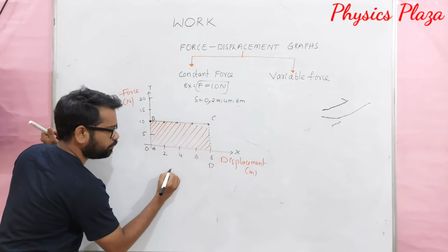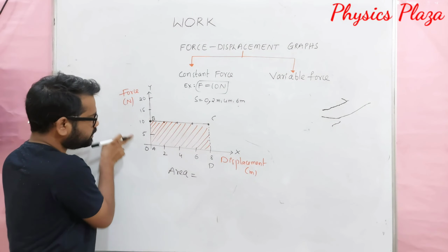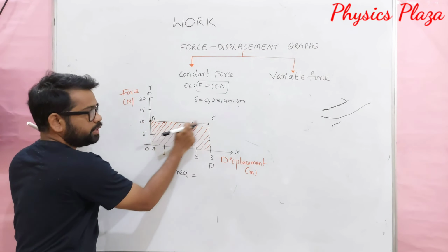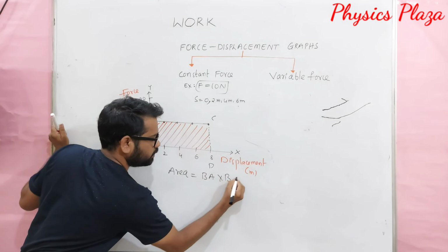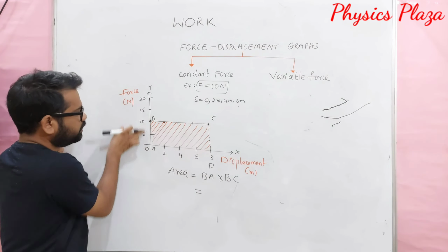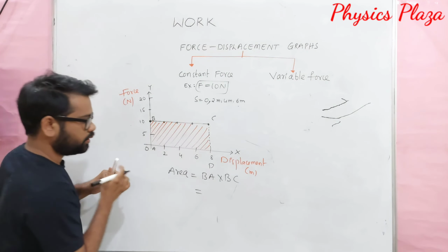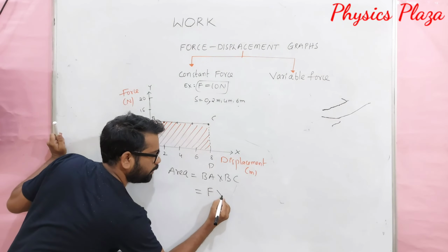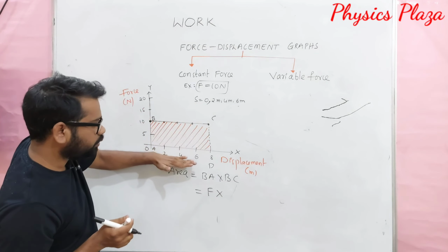We know that area is equal to, children, how to calculate the area of this rectangle? It is BA into BC. So what is BA here? BA is on the y-axis, where force is taken. So that is force into BC. And BC is parallel to AD only, right?